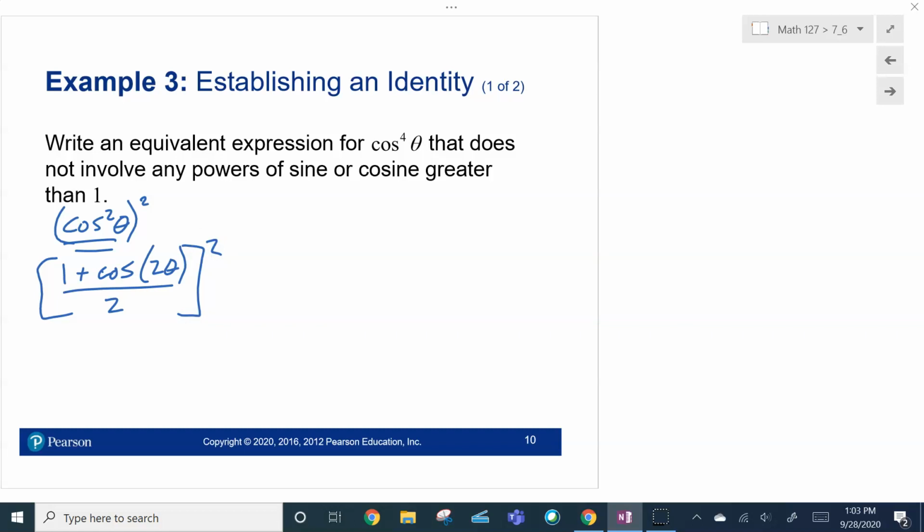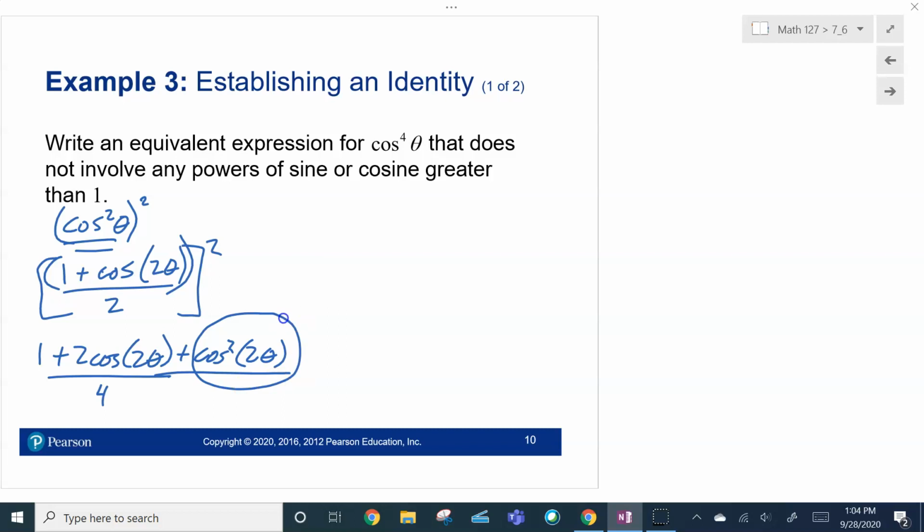Now what I'm going to do is expand that. I have 2 of those (1 plus cosine 2 theta) over 2 being multiplied. So when I multiply this by itself, on the top is squared, bottom is squared. Of course, the bottom, 2 squared, is just 4. But when I FOIL the top, I get 1, I get 2 of these cosine 2 thetas, and then I get a cosine squared of 2 theta, right? And now I've got to power reduce this one.